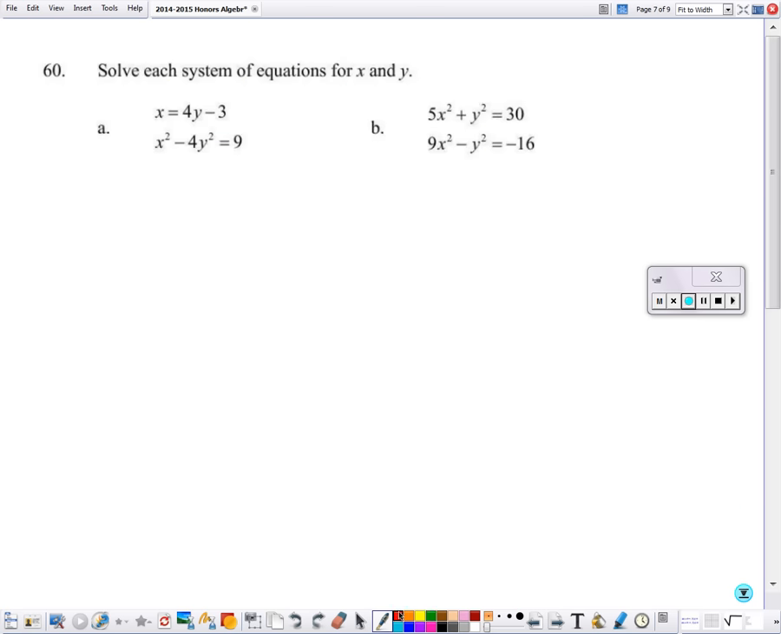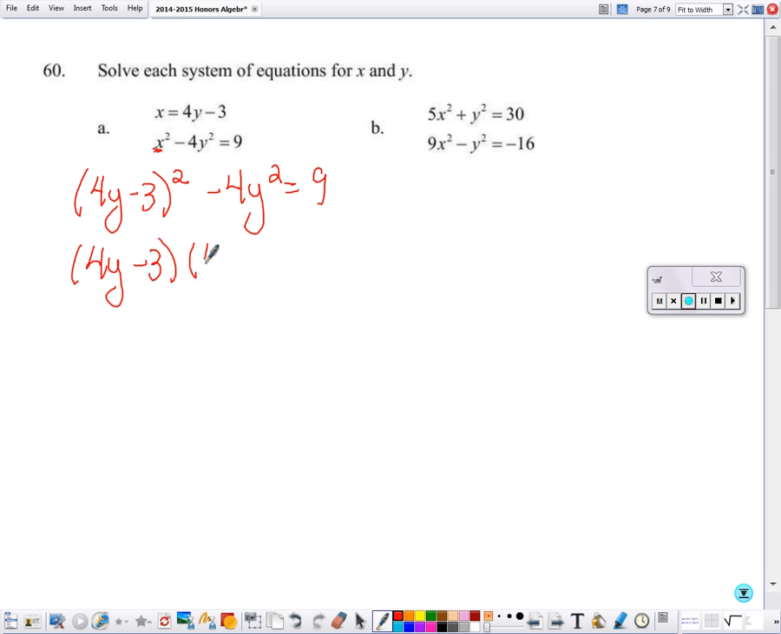Okay, so solving a system, we can either use substitution or elimination. For A, because we already have x equals, I'm going to use substitution and substitute it in for this x. You have to be careful when you have a binomial squared. It really means it's times itself. So you have to multiply them together: FOIL, box method, distribute.